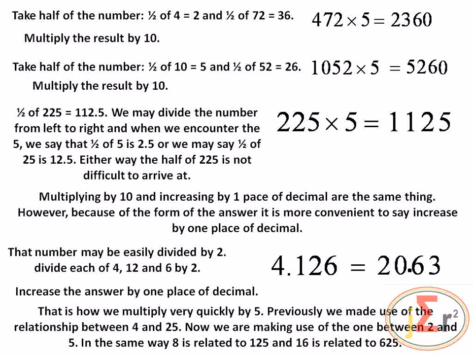That is how we multiply very quickly by 5. Previously, we made use of the relationship between 4 and 25. Now, we are making use of the relationship between 2 and 5. In the same way, 8 is related to 125, and 16 is related to 625.